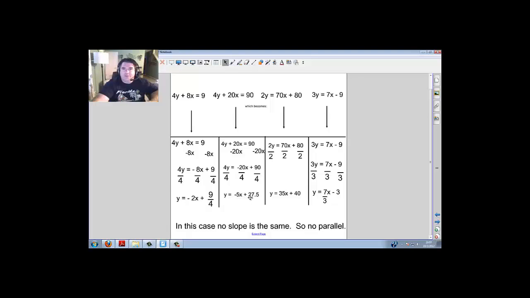y equals negative 5x plus 27.5. Divide by 2, divide by 2, divide by 2. y equals 35x plus 40. And here, divide everything by 3. Now, I have negative 2x, negative 5, 35, and 7/3. There is no same slope, therefore there is no parallel at all, because they all go in different directions, so eventually they're going to cross somewhere.